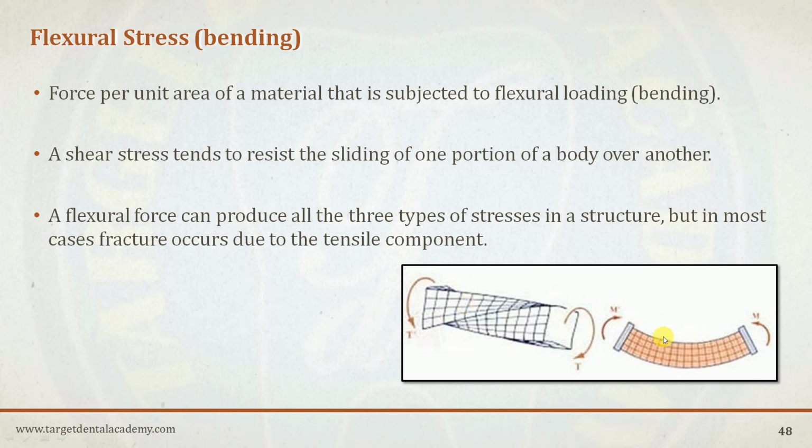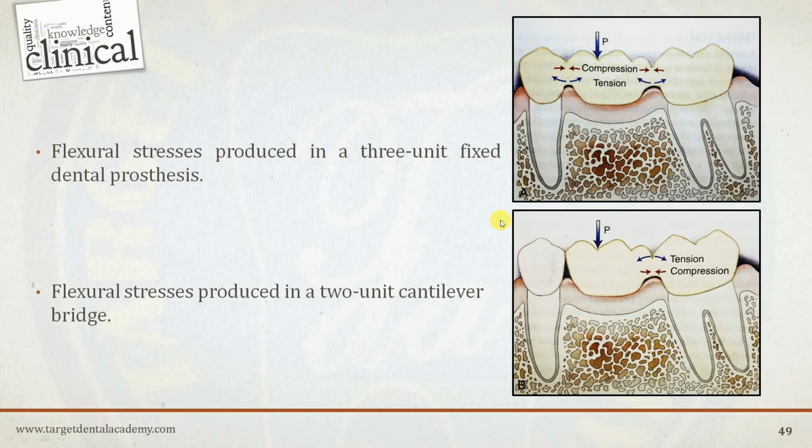You can see this in your fixed partial dentures when you're giving your FPDs. See the flexure stress produced in a 3-unit fixed dental prosthesis. This is the compression force, you can say the chewing force. See, what is your compression force doing? It compresses from the occlusal surface. When it compresses your FPD, it causes tension. Your flexure bending, you can see the flexure stress, the bending of your FPD from this side.